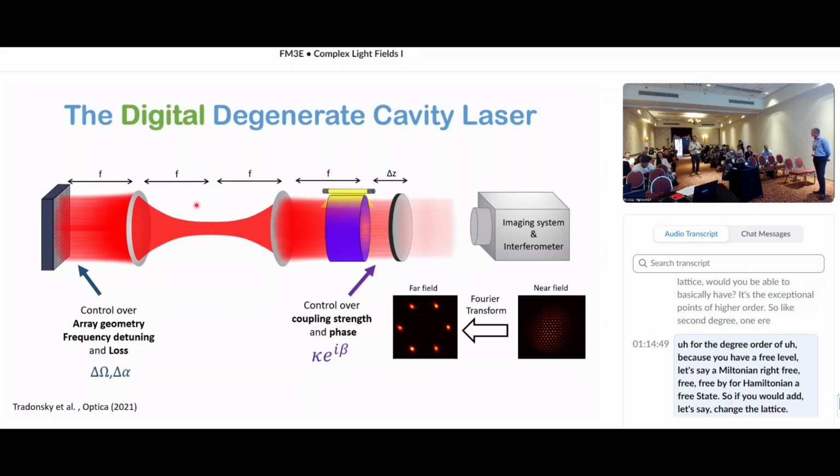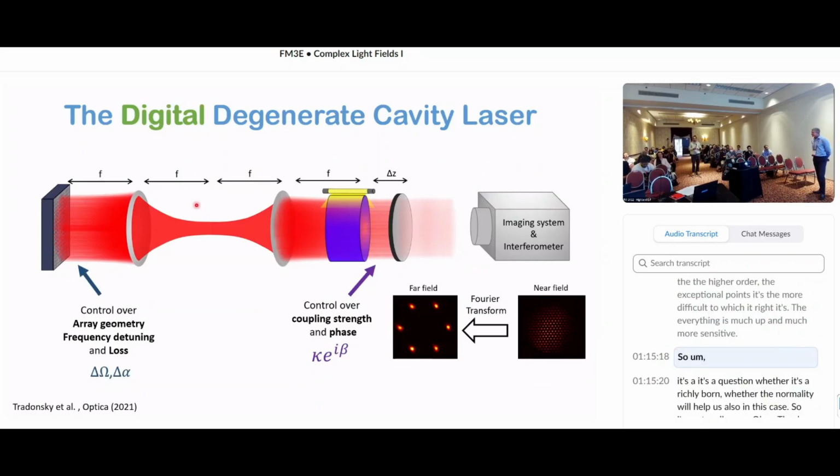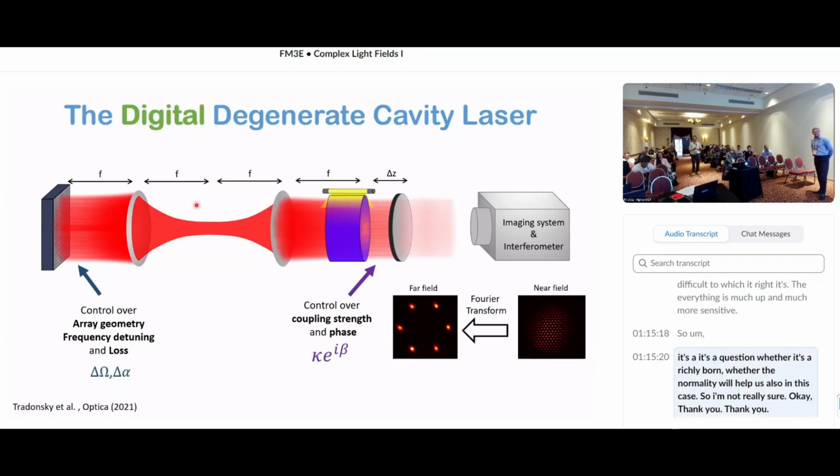I guess that if you have a larger unit cell, you can really achieve this. But the higher the order of the exceptional points, the more difficult it is to reach, right? Everything is much more sensitive. So it's a question whether it's reachable and whether the nonlinearity will help us also in this case. I'm not really sure. Okay. Thank you.